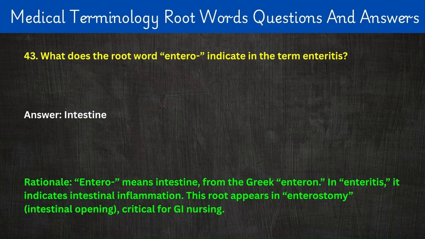43. What does the root word entero- indicate in the term enteritis? Answer: intestine. Rationale: Entero- means intestine, from the Greek enteron. In enteritis, it indicates intestinal inflammation. This root appears in enterostomy, intestinal opening, critical for GI nursing.